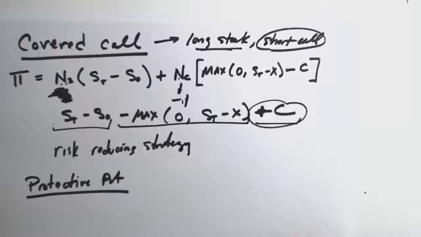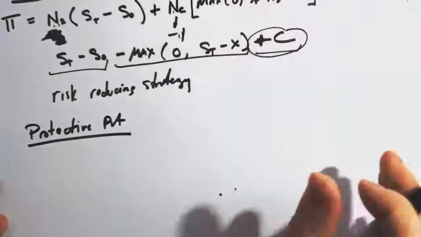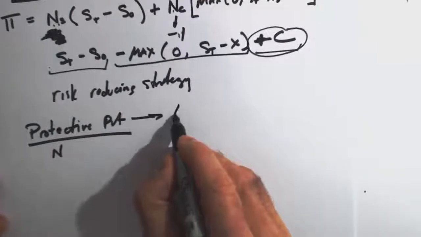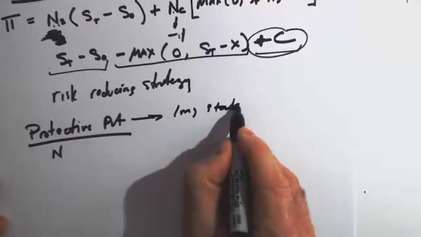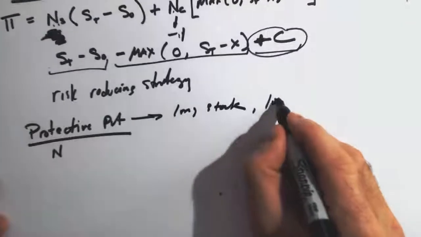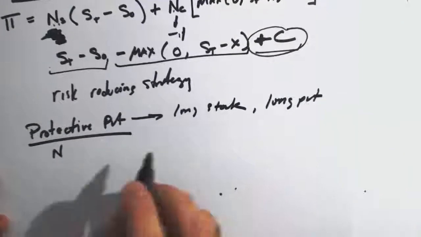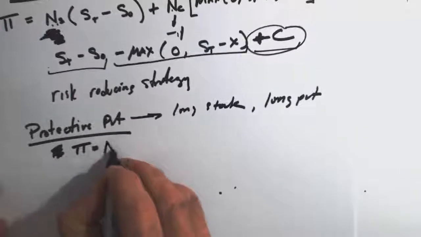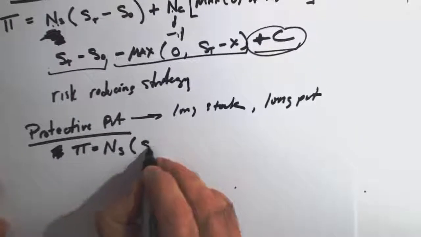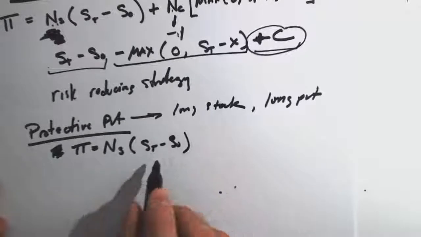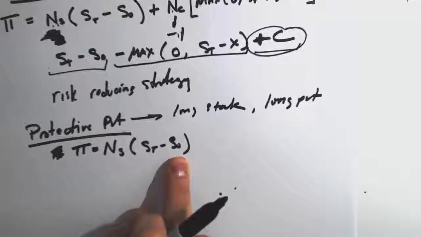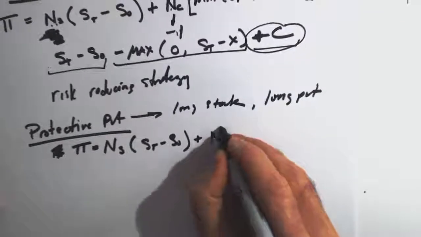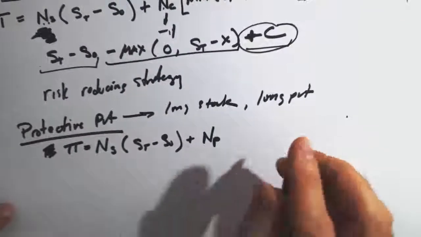And the protective put has a profit that looks like this. Remember, it's long the stock, so you own the stock, and you're going to buy a put. Profit: number of shares of the stock times the gain or loss on the stock, the profit or loss, depending on how many shares you have at the moment. And then we're going to have the profit on the put.